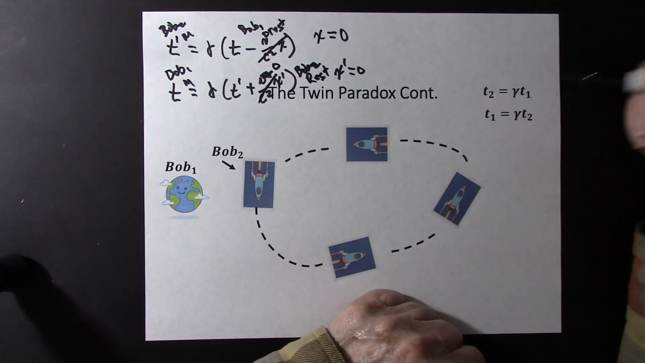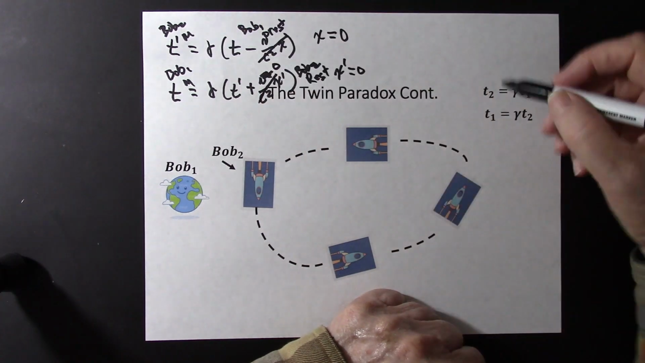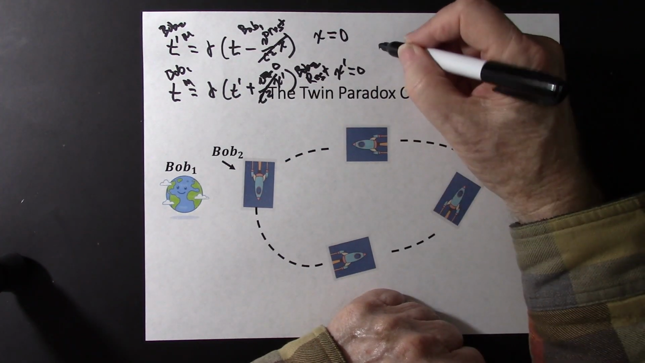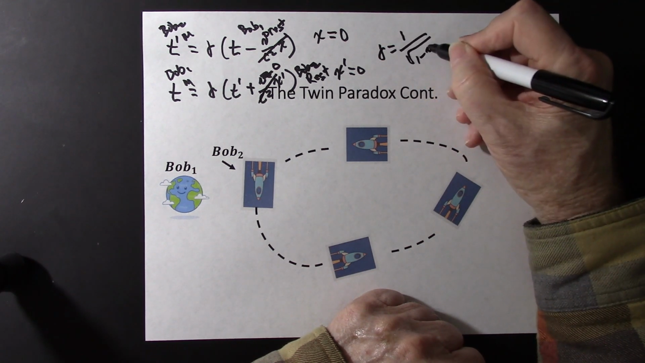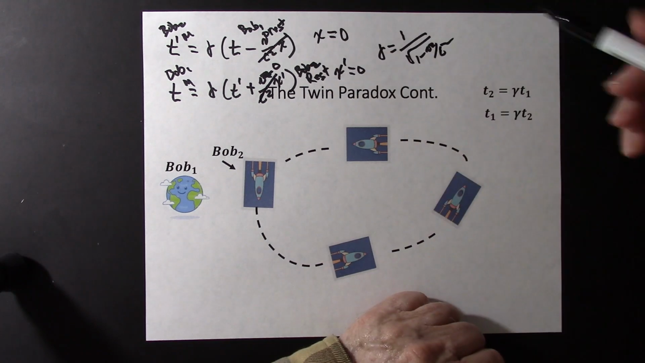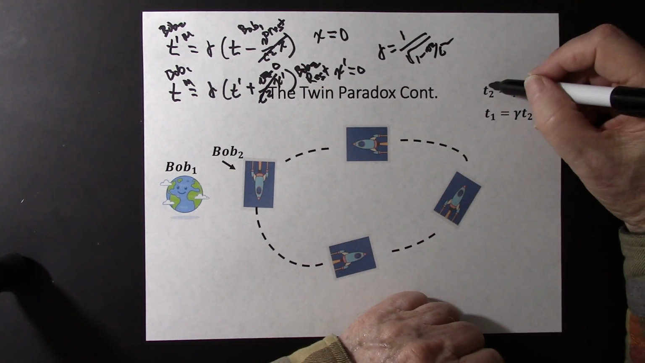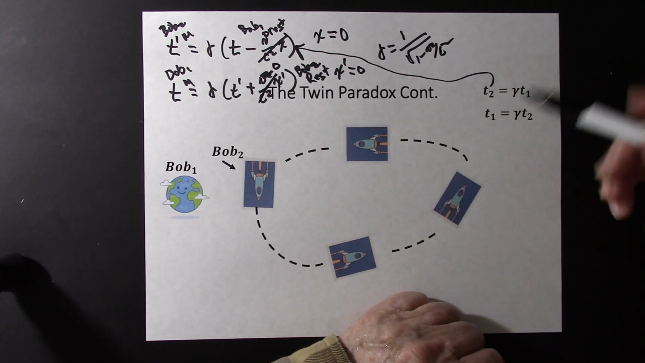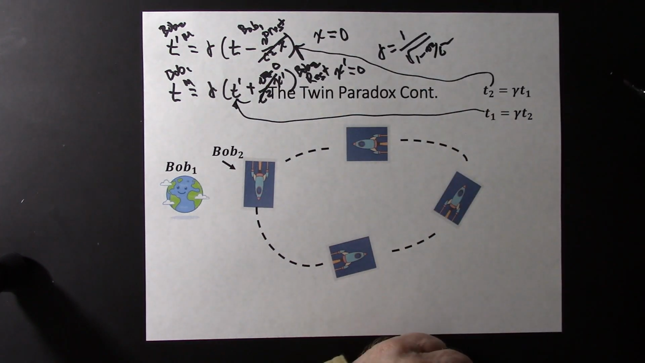Well, that's the same thing as we have over here, except we've renamed t prime to be the time on Bob 2's clock, and remember gamma is equal to 1 divided by the square root of 1 minus v squared over c squared. And here we've just replaced t with the time on Bob 1's clock. This equation marries up with that one, and then the opposite is true of this one. This equation marries up with that one. So let's see what happens.